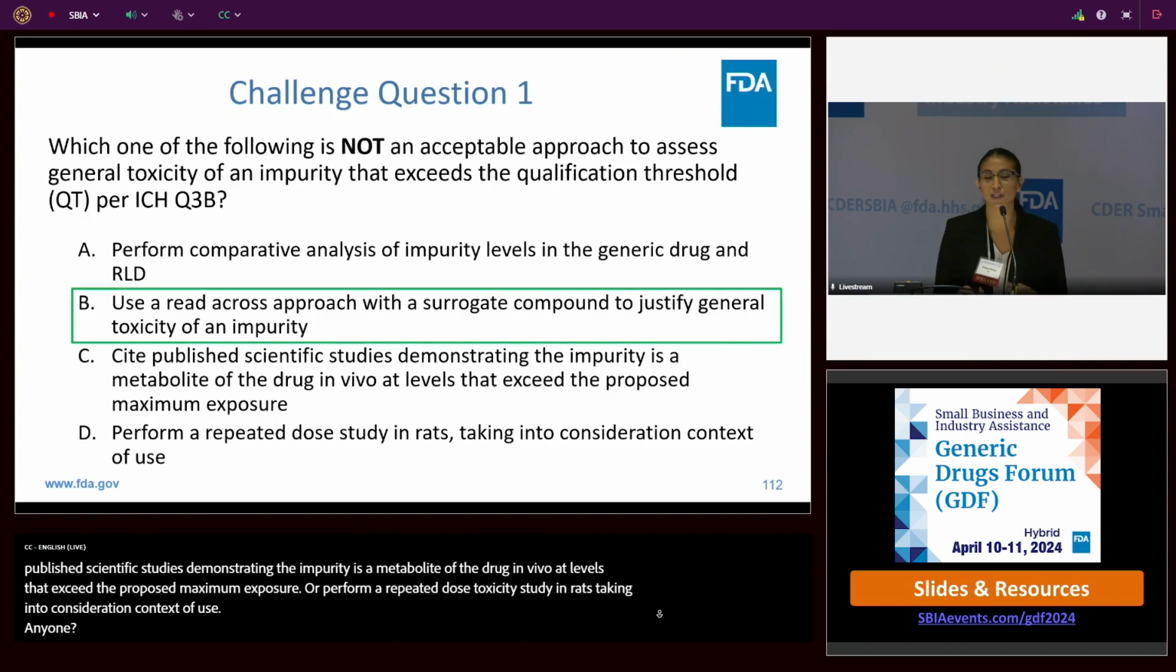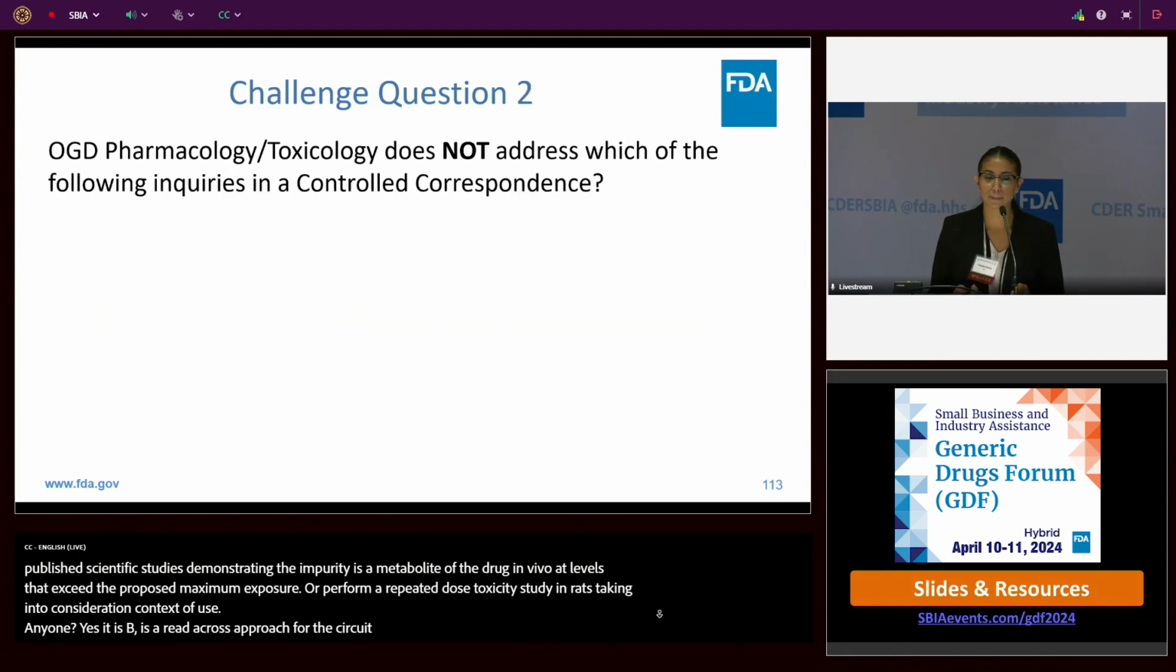Yes, it's B, use a read-across approach with a surrogate compound. I mentioned that that is an acceptable approach for an ENL, but not for an impurity.